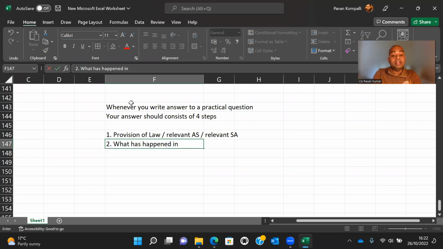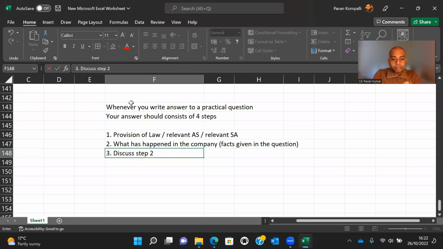What has happened in the company? This is facts given in the question. The company appointed auditor in so and so circumstance in so and so manner. The company has paid up capital of so and so. The company has reserves of so and so. What has happened in the company? Facts given in the question. So you need to rewrite, paraphrasing the same situation. Whatever is given in the question, you can rewrite it here. Paraphrasing is always better. 3.